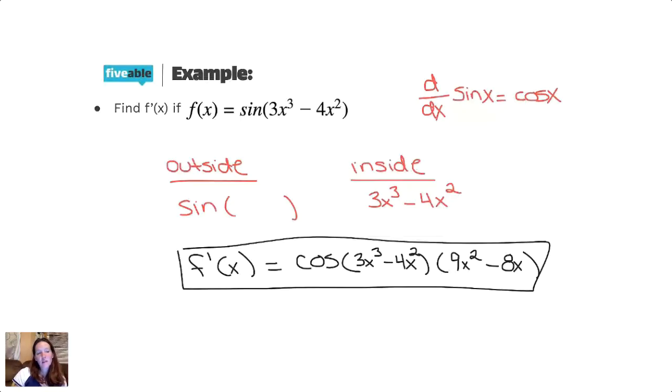There's no real awesome format on how we would write that. Some people would move the 9x squared minus 8x to the front so that you can see the cosine input, right? So this right here is cosine of something, and then times 9x squared minus 8x. Sometimes that looks a little funky, so people put the 9x squared minus 8x first, but I don't know that it super matters.